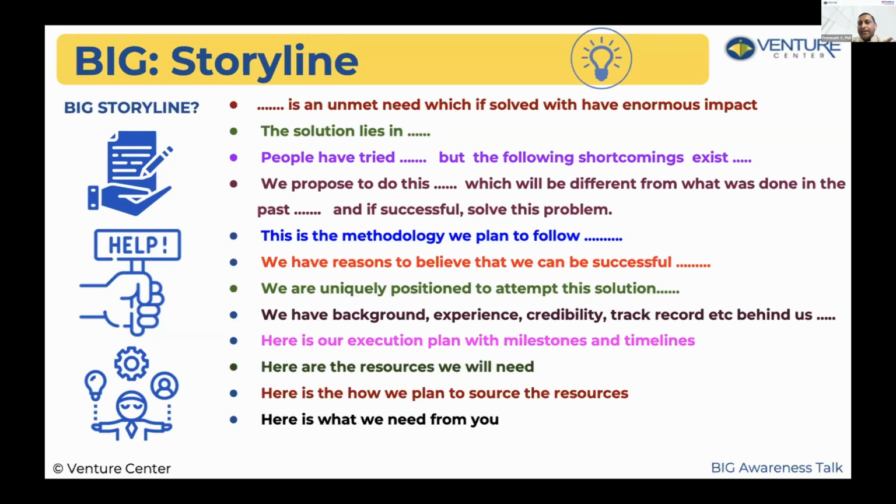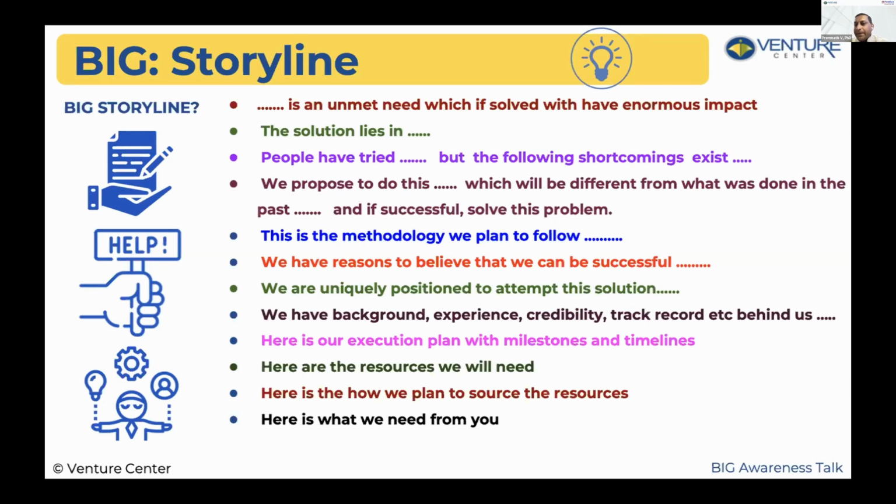The solution for that lies in this. People have tried all these different approaches, but the following shortcomings exist, right? We propose to do this, which will be different from what was done in the past. And if successful, it will solve this specific problem in this way. And for that, this is the methodology we'll follow. We have the following reasons to believe we can be successful. I told you about team, preliminary data, whatever you want to say. We are uniquely positioned to attend to this solution, right?